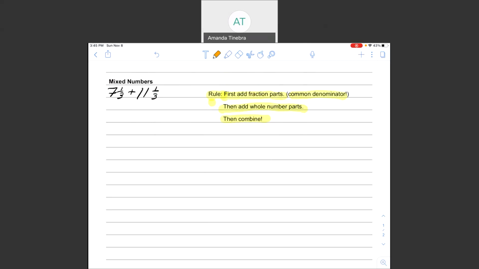So the first thing I need to do is add the fraction parts. The fraction parts are 1/3 and 1/3. So I'm going to start by adding 1/3 plus 1/3. Just like in our last video, we just add the numerators and leave the denominator the same. So my denominator stays 3, and 1 plus 1 is 2.